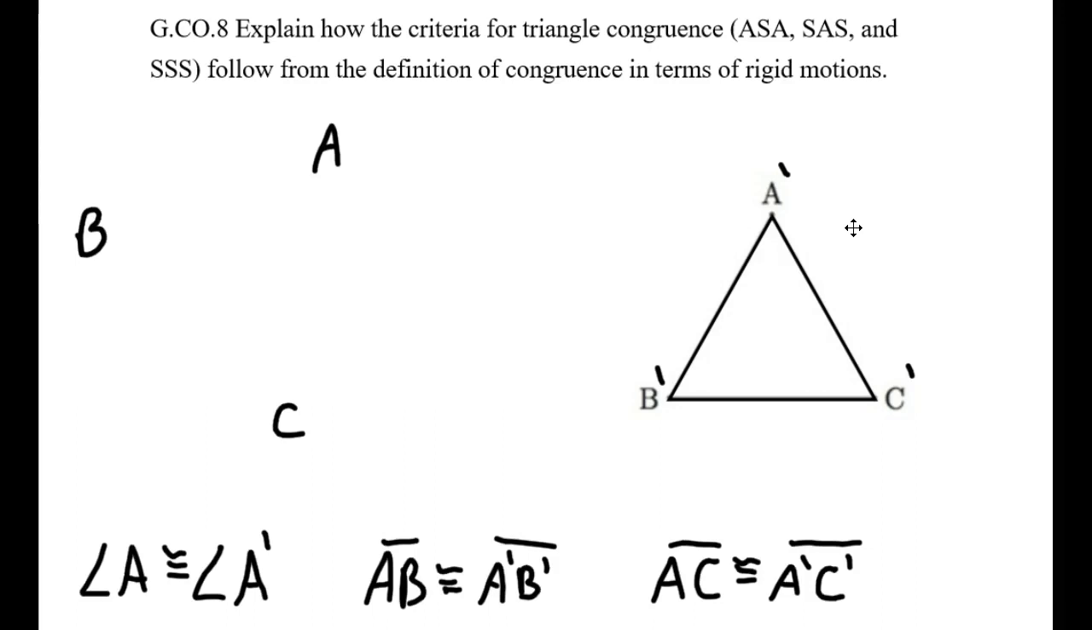So angle-side-side and side-side-side, those congruence theorems create congruent triangles, as well as any series of rigid motions is going to create two congruent triangles.